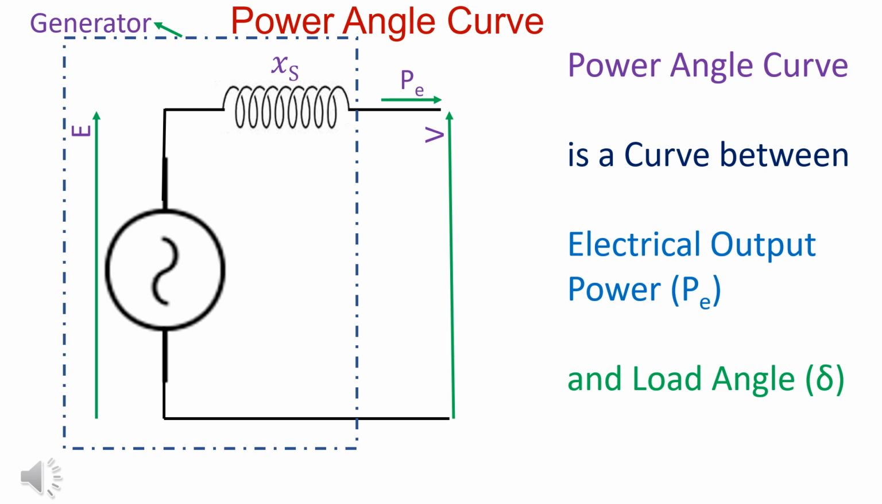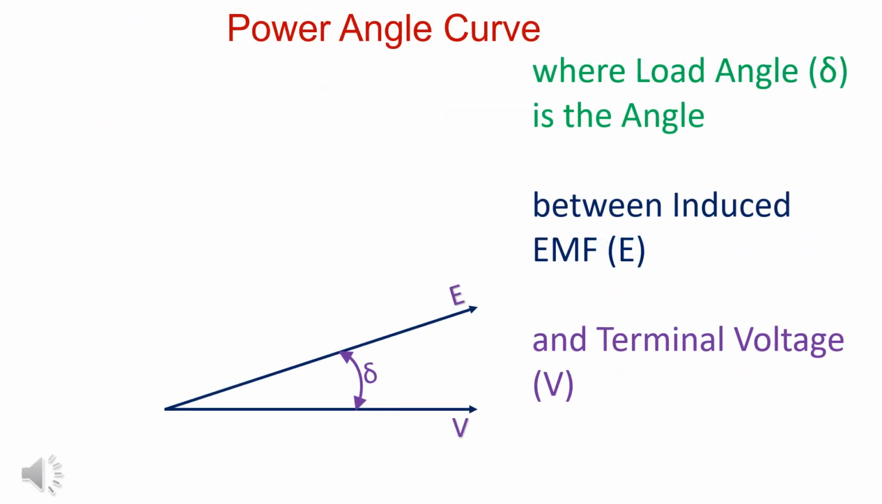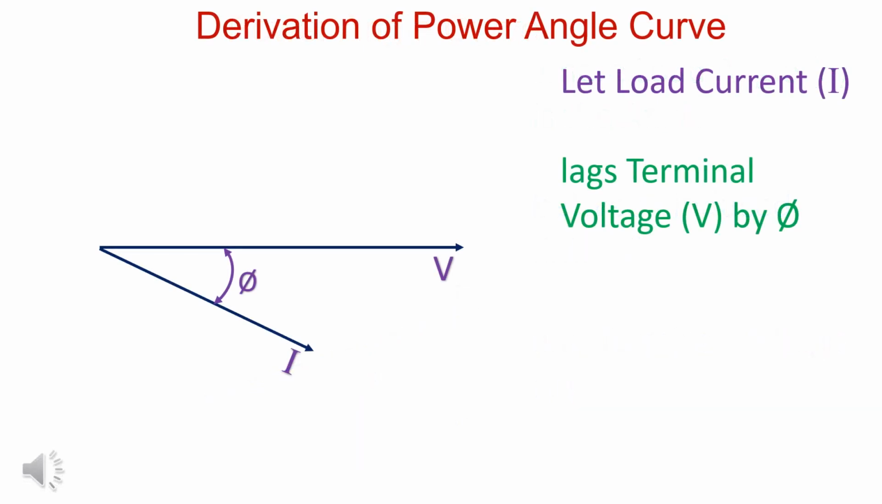Power angle curve is a curve between electrical power output and load angle delta, where load angle delta is an angle between induced EMF E and terminal voltage V. Suppose load current I lags voltage by phi.